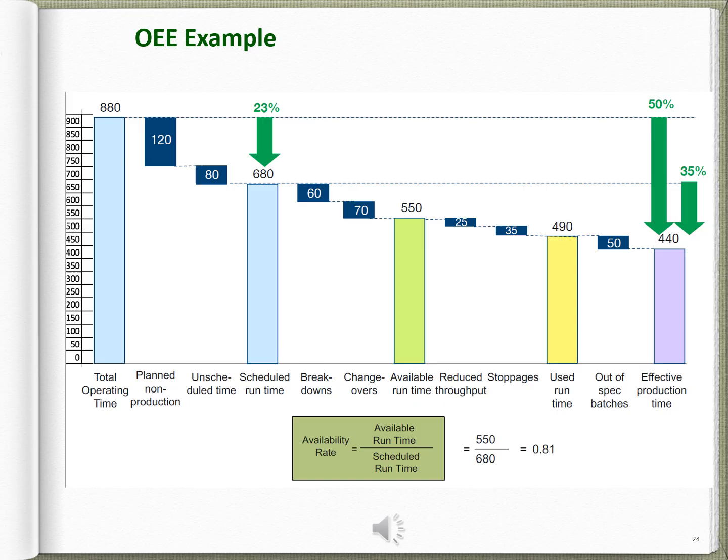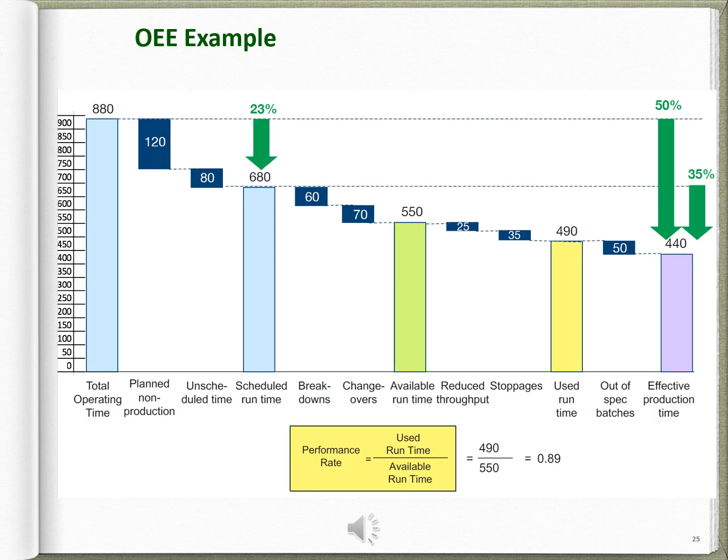0.81 or 81%. Continuing with the performance rate, we observe that the machine presented, on average, 490 minutes of used runtime from the 550 minutes of available runtime. Therefore, the resulting performance rate is 0.89 or 89%.